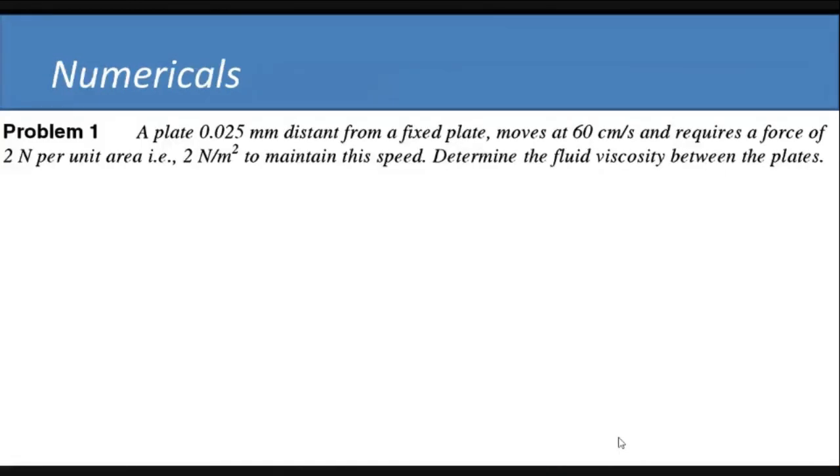Okay, now we will solve a numerical based on viscosity of the given fluid. A plate 0.025 mm distant from a fixed plate moves at 60 cm/s and requires a force of 2 N per unit area, that is 2 N/m², to maintain this speed. Determine the fluid viscosity.